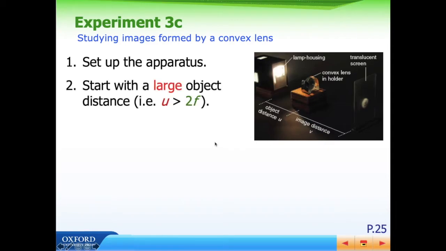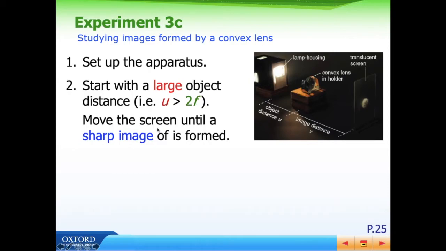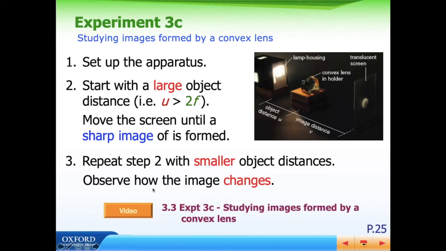Now you start with a large object distance, given that your u, your object distance, is greater than twice the focal length, or 2f. Now move the screen until a sharp image is formed. Then you repeat step 2 with smaller object distances and observe how the image changes. Now, in order for us to see this in action and fully understand what I'm talking about here, I want you to watch this video studying images formed by a convex lens.